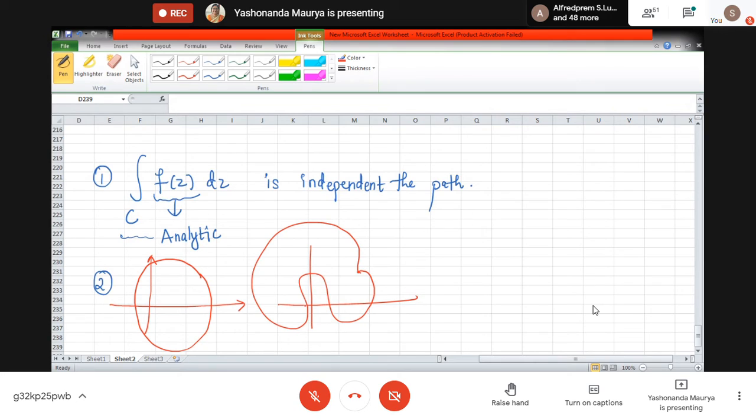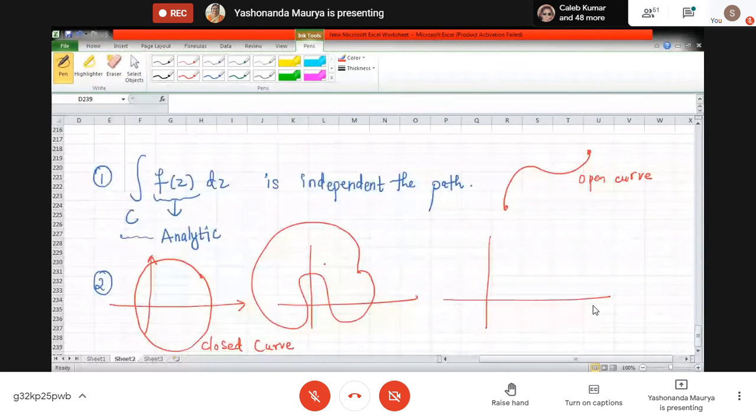These curves are called closed curves. Why are they called closed? You can see a closed figure forms here. By closed curve we mean: if the initial point and the final point are the same, then the curve is called a closed curve. Otherwise, curves look like this. What is this curve called? This is an open curve. Its initial point is different and final point is different. So this is called an open curve. And a closed curve is one where the initial and the final point are the same.